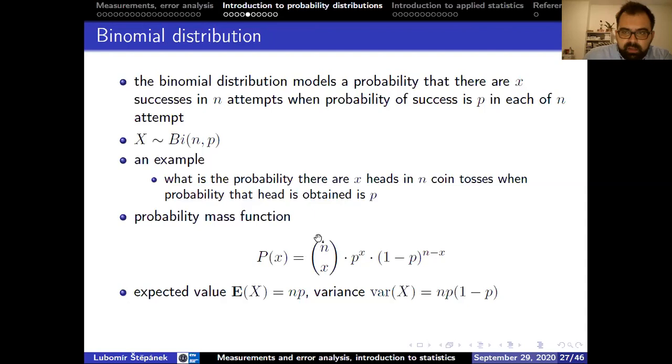So N choose X multiplied by P. The story behind this formula is that if I know that the probability of getting a head is P, and I suppose that there will be X heads, I have to raise P to the power X, because I suppose that all the coin tosses are mutually independent. So P to the power X multiplied by the remaining situation: there will be N minus X tails tossed, and a tail is tossed with the probability 1 minus P. So 1 minus P to the power N minus X. And these two terms are multiplied because they are mutually independent.